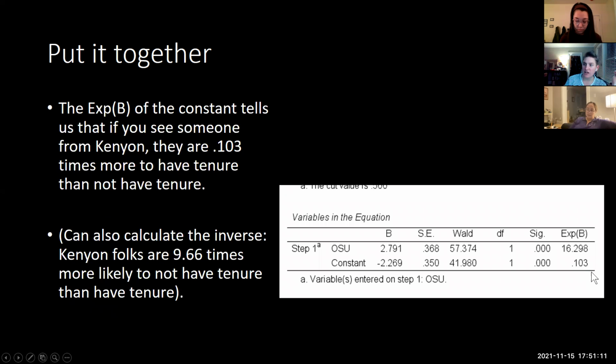The exponent b of the constant tells us that if you see someone from Kenyon, they're 1.03 times more likely to have tenure than not have tenure. You can also calculate the inverse, just flip the numbers around, and that folks at Kenyon are almost 10 times more likely to not have tenure than to have tenure. If that number makes more sense to your brain, you can flip them around.